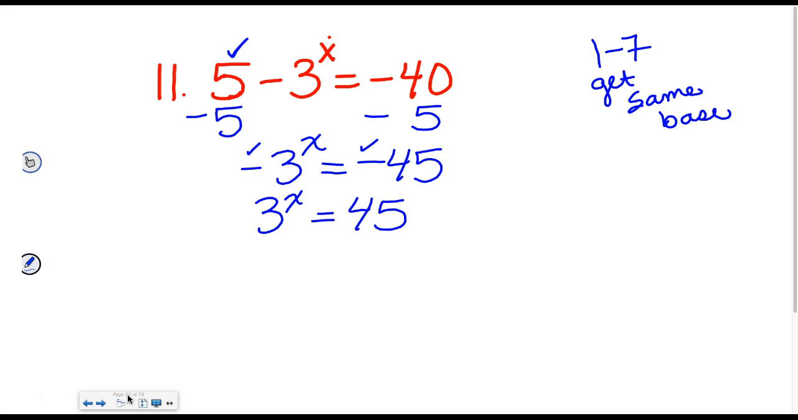I can't write 45 as a power of 3. 3 to the second is 9, 3 to the third is 27, 3 to the fourth is 81. I can't get the same base. So I have no choice but to take the natural log of both sides of the equation.